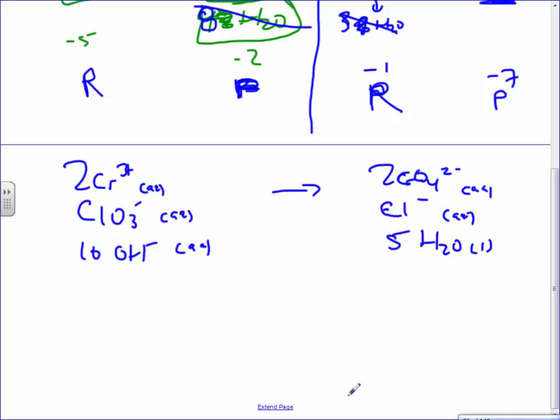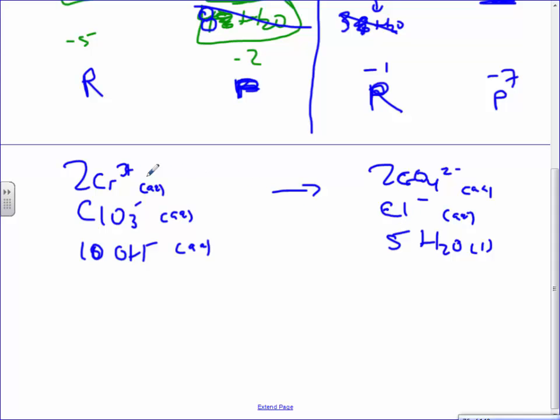But hopefully, let's just do a quick double check. 2 chromiums, 2 chromiums. 3 plus 10 makes 13 oxygens. This was 8 plus 5. That does make 13 oxygens. There's 10 hydrogens, and 5 by 2 is 10 hydrogens. So all of my species are balanced. Oh, 1 chlorine to 1 chlorine.